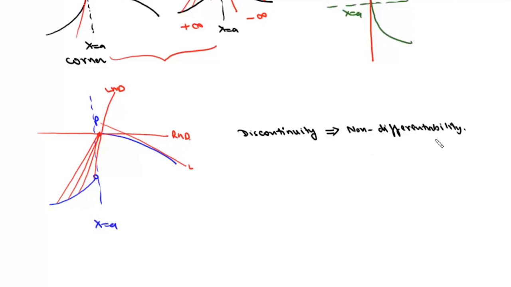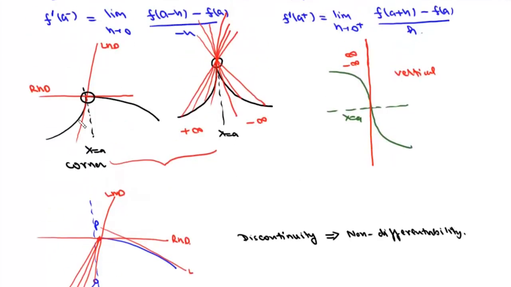However, continuity doesn't imply differentiability, because in the previous cases, the function is continuous and still it is not differentiable. So if a function is continuous, it may be differentiable and it may not be differentiable. So here we have to check. So whenever a function is continuous at a point, we have to check its differentiability. But whenever the function is discontinuous, then we'll say it is non-differentiable.